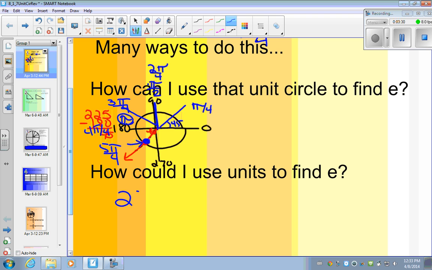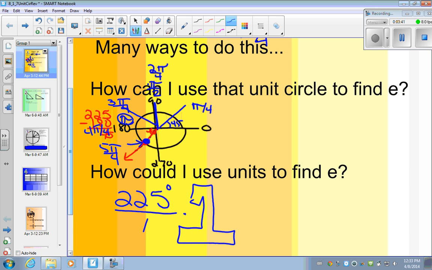It's another way. So you have 225 degrees. I can put that over 1 because I can put anything over 1. But then I'm going to multiply by a big 1. What big 1 am I going to multiply by? Pi and 180 are the same thing. I'm going to multiply by pi over 180. And why did you choose pi over 180 instead of 180 over pi? We're trying to get degrees to cancel with degrees. So 1 has to be in the numerator and 1 has to be in the denominator.